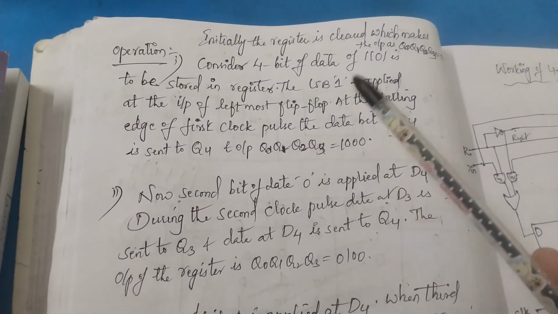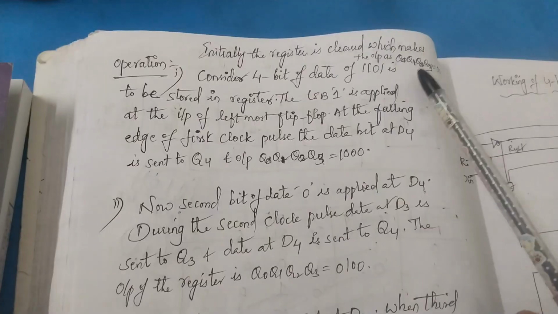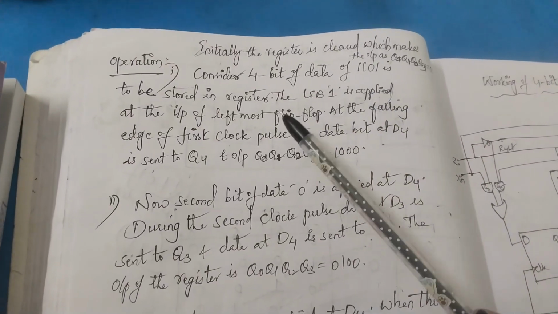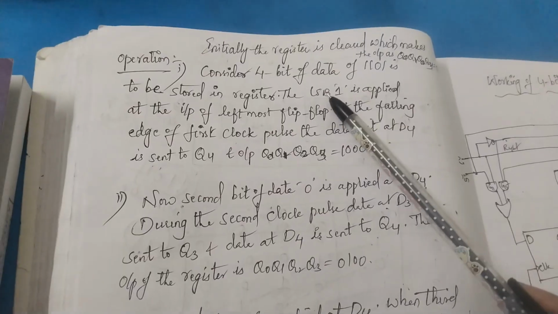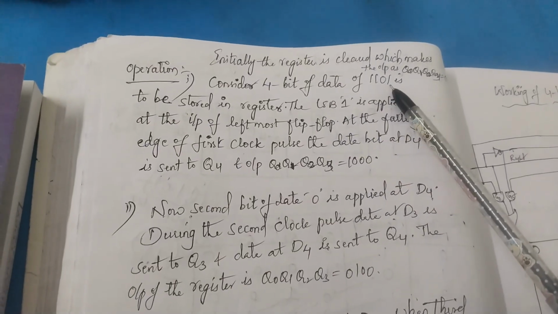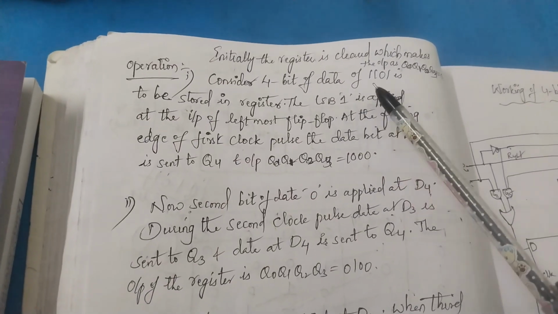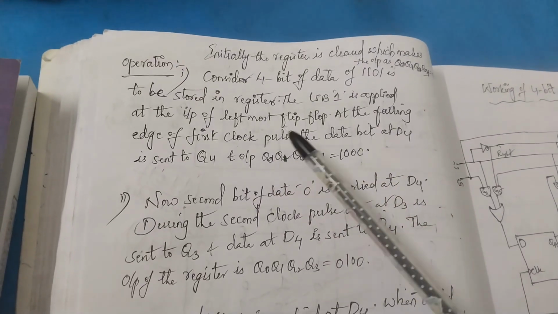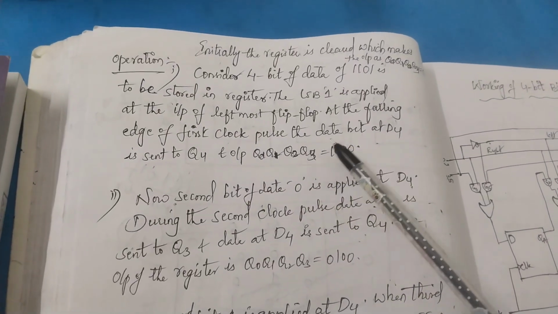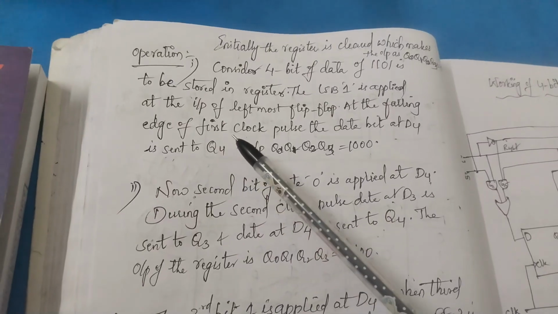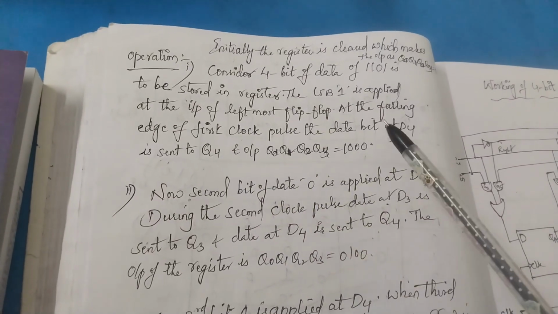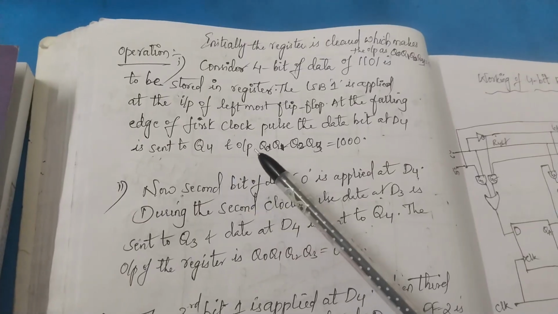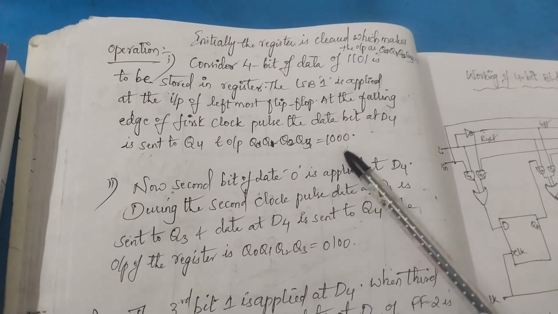4 points. First, initially the register is cleared to 0 0 0 0, and we are considering the 4 bit of data 1101, which is to be stored in the register. So first we have to take the least significant bit. What is the least significant bit we have here? 1 is applied at the input of the leftmost flip-flop. Then at the falling edge of the clock pulse, the data bit at D4 is sent to the output Q4. That means output is equal to input. So whatever the D4 value we have, the same is forwarded to Q4, and therefore the output we get is 1000.